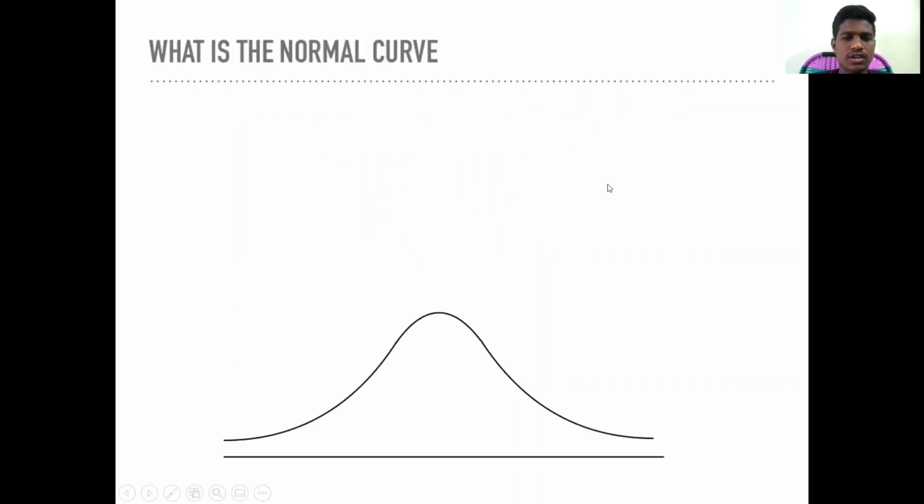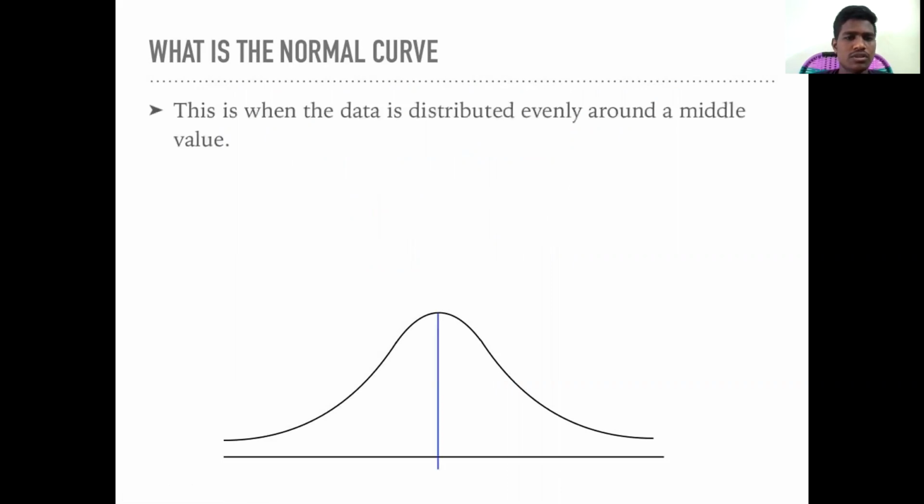What is the normal curve? Before discussing properties, let's discuss what the normal curve is. This is when the data is distributed evenly around a middle value. For example, take some data and plot it on a graph, and if we get one curve where it is distributed equally, it is called the normal curve.